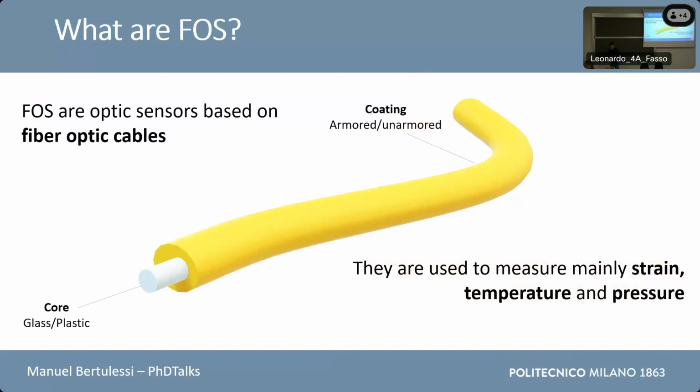What are fiber optic sensors? Fiber optic sensors are optic sensors based on fiber optic cables, the typical standard fiber optic cables that provide us a fast internet connection in our houses. They are basically composed of an inner core that can be made of glass or plastic and an outer coating that can be armored or unarmored, depending on the installation and the context in which these sensors are fixed and installed. These sensors are used to measure mainly strain, temperature, and pressure.